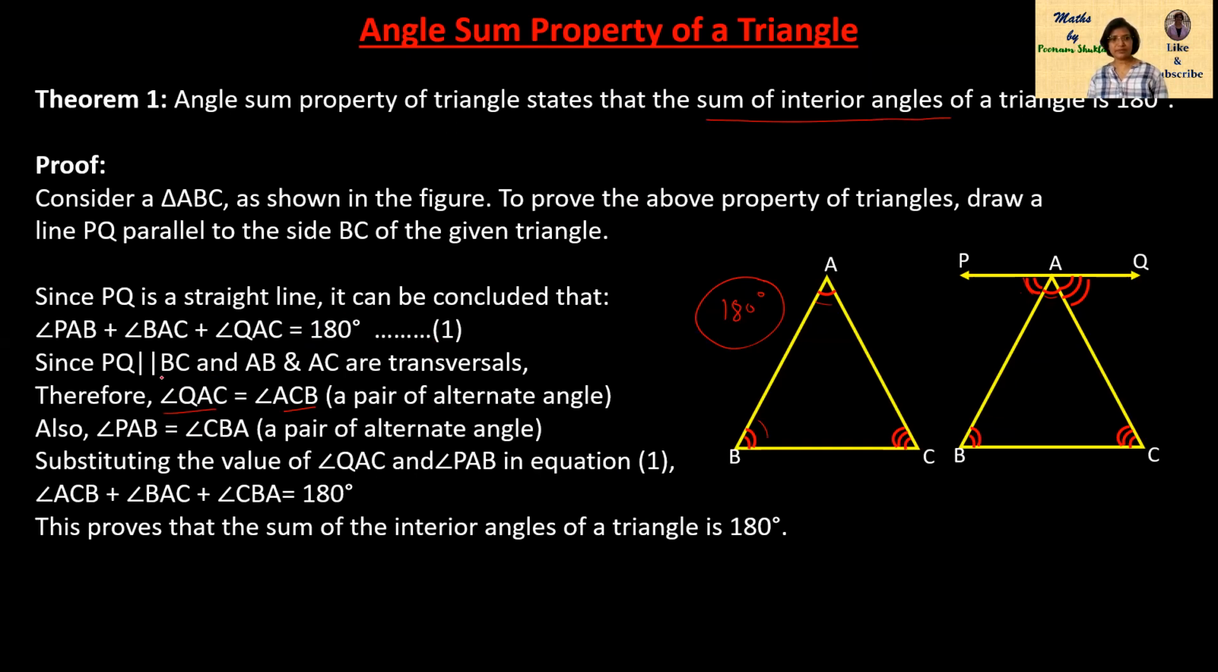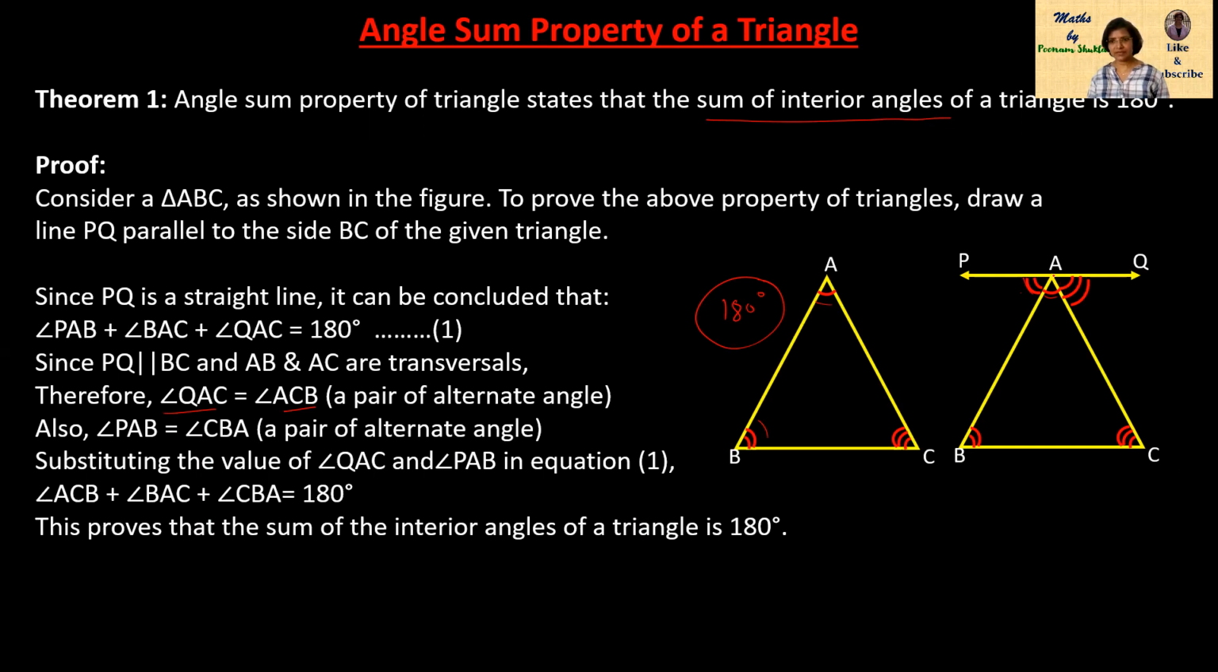Since PQ is parallel to BC, and AB and AC are transversals, which two lines are intersecting these two parallel lines? One is AC and one is AB. So these two are the transversal lines, right? So we will follow some transversal rules here.